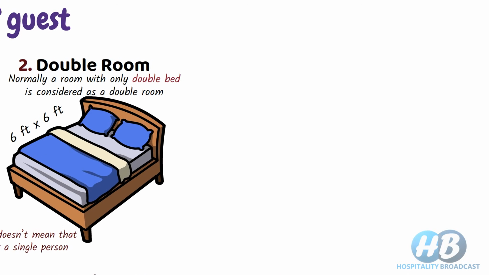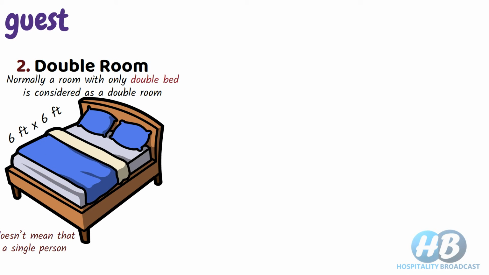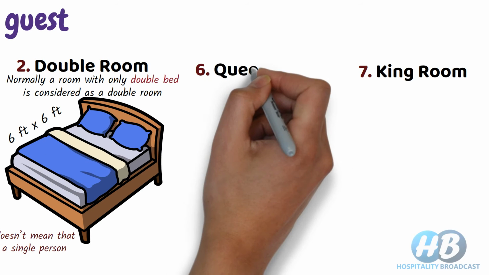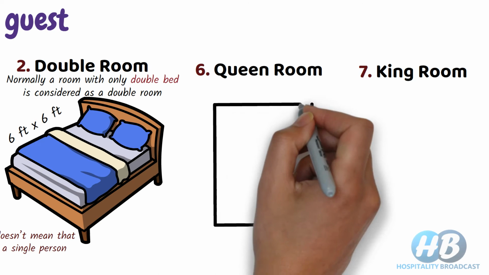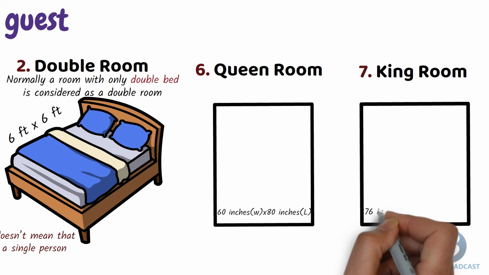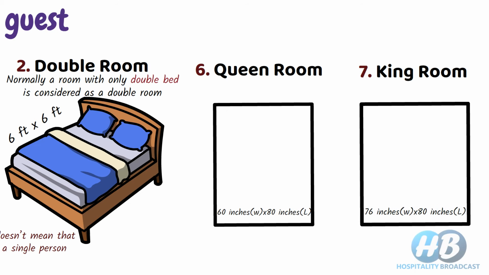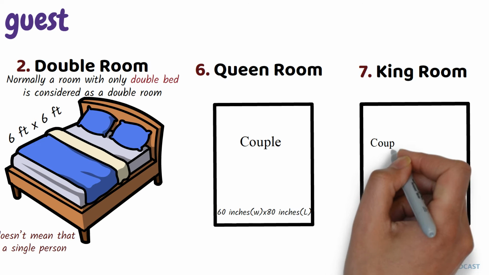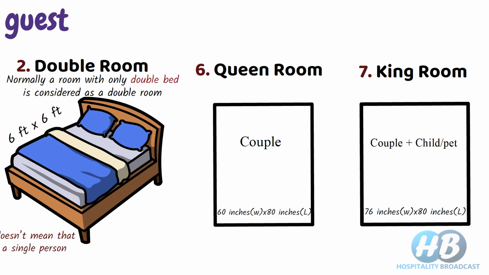In double room having a double bed, we also have 2 types of rooms named king room and queen room. These names refer to the type of beds provided in those rooms, king size bed and queen size bed. The major difference between these two is the size of bed. The queen size bed is 80 inches by 60 inches and the king size bed is 76 inches by 80 inches. Queen size bed is suitable for couples and king size for a couple and a child or a pet.